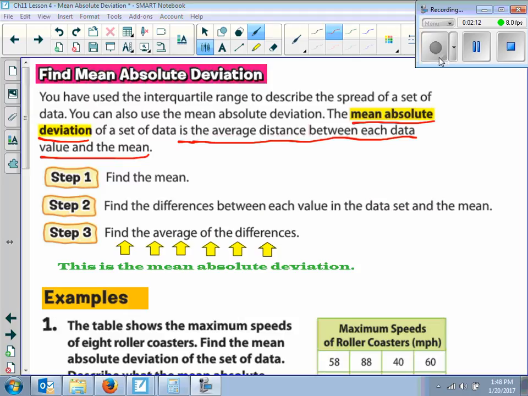So how do I find the difference between 2 points? Yes, we will subtract. So to find the differences, we're going to subtract the mean and each one of the data values, okay? Once we get all of those differences, step 3 is to find the average of the differences. And that is going to give you the mean absolute deviation.